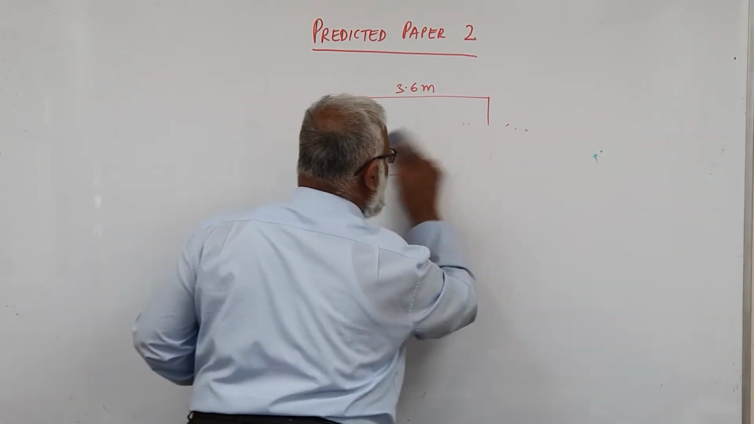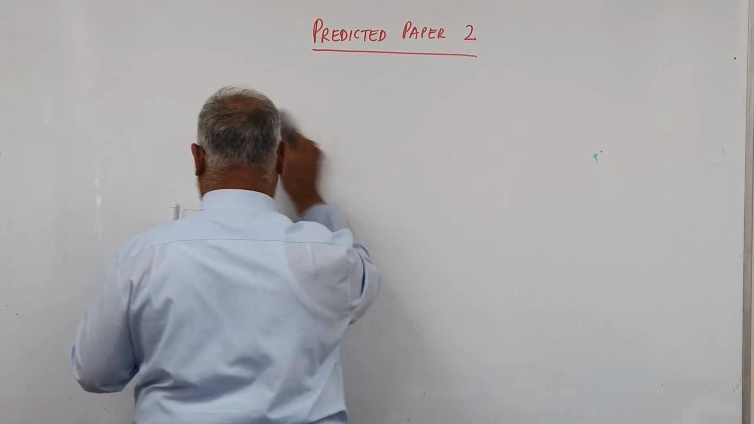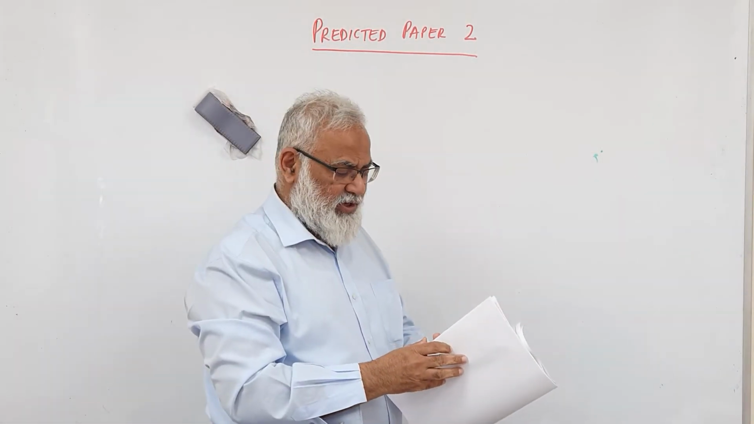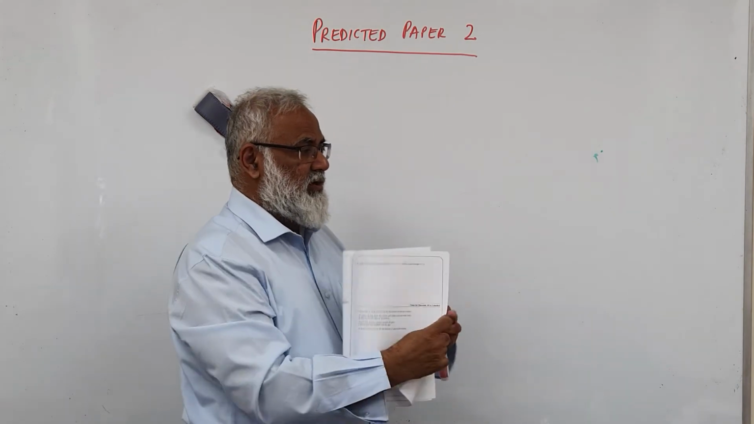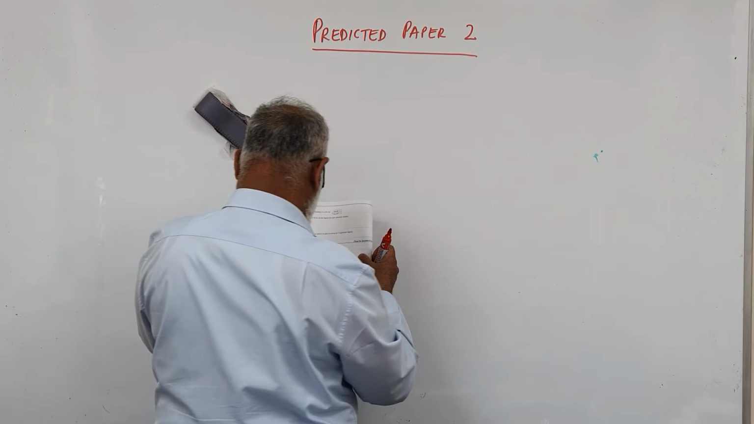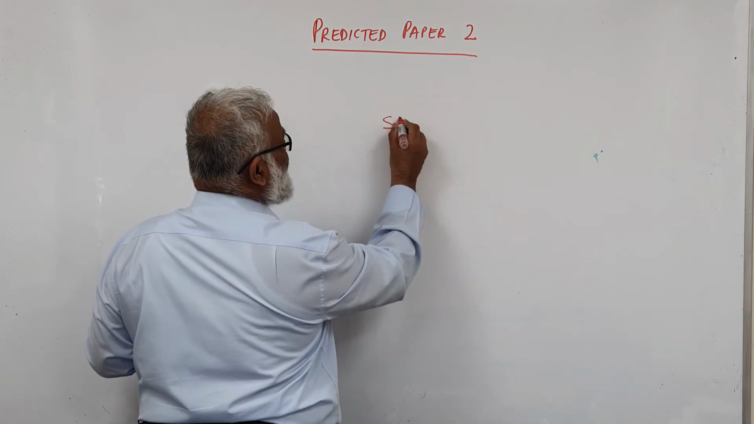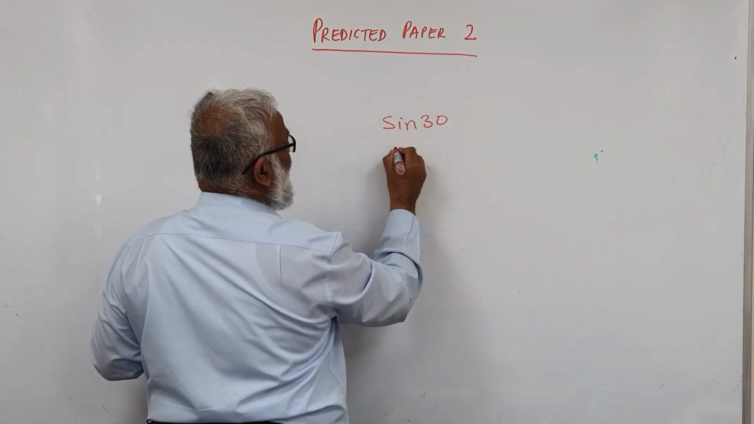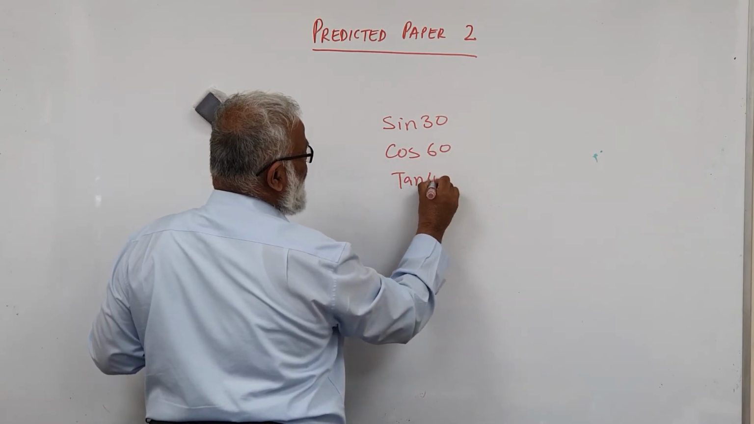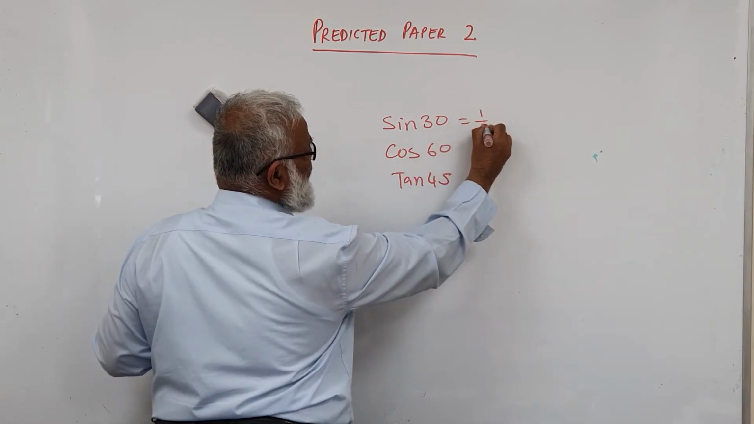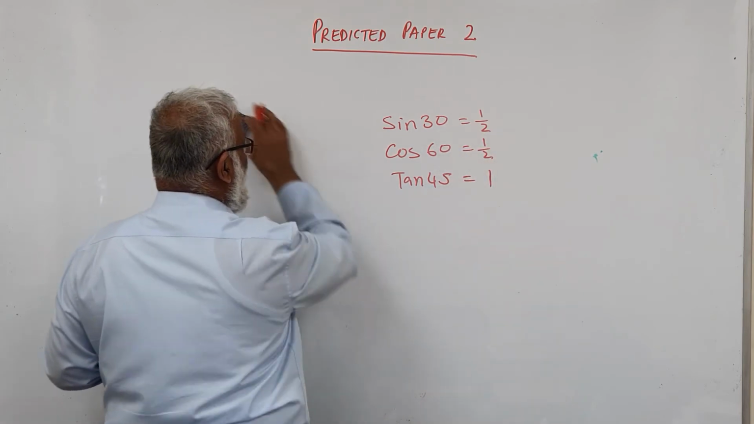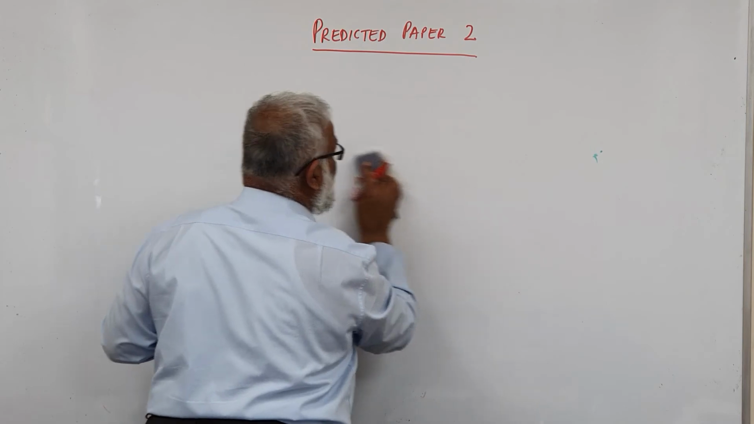So the next question I'm going to do is, these are some of the predicted questions I'm doing at the moment. What is the value of sine 30, cos 60, or tan 45? So sine 30 is half, cos 60 is also half, and tan 45 is 1. Alright? That's the easy way to remember that.